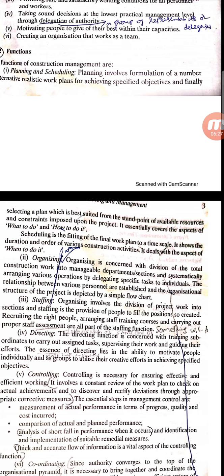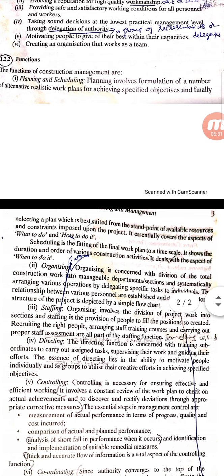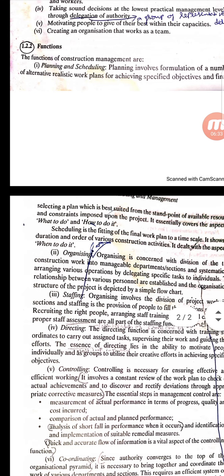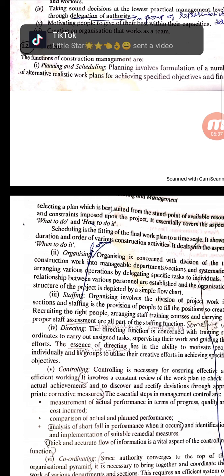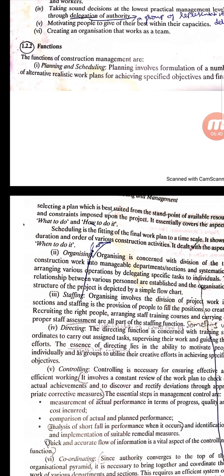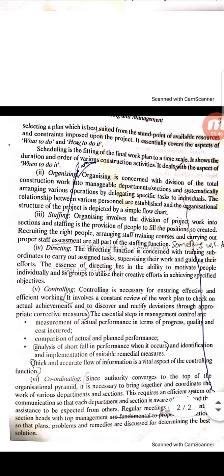For excavation you gave 5 days, for PCC, that is plain cement concrete, you gave around 4 days, for DPC you gave around 7 days. So likewise, whatever the substructure, superstructure, all those activities are there, you are going for fixing the time frame of those particular activities. Now moving on to the next, which is organizing.